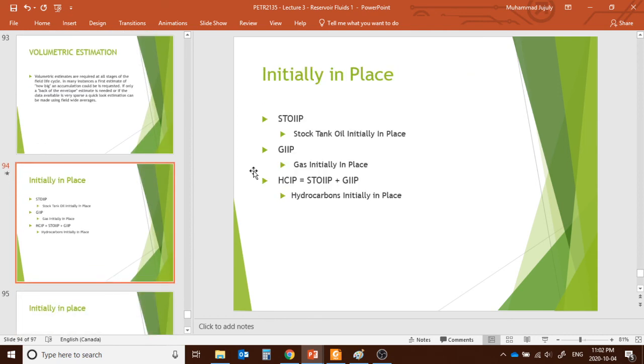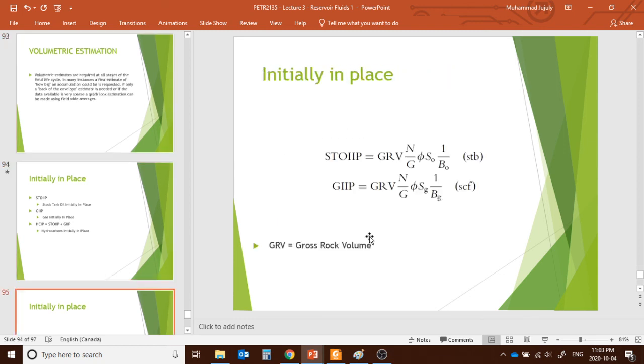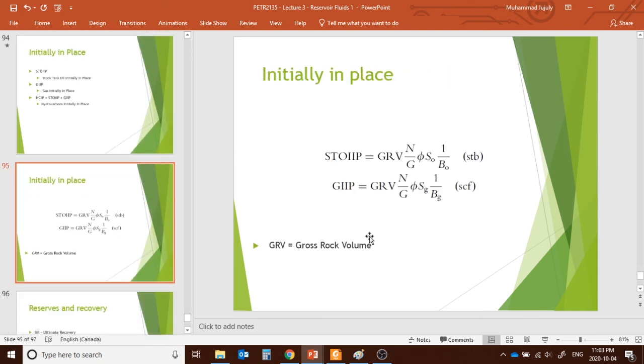You'll need these terminologies like the stock tank oil initially in place. Remember this. Another is GIIP, gas initially placed. And another is hydrocarbon initially placed. That means the oil and gas all together, hydrocarbon initially placed. So how much we have inside initially placed. Okay, so how can we actually calculate those?